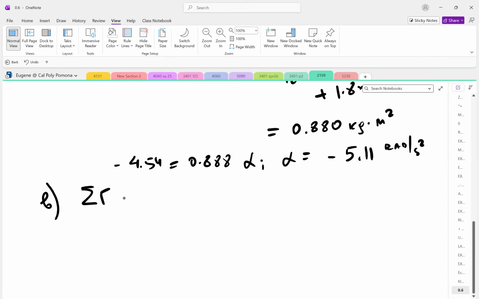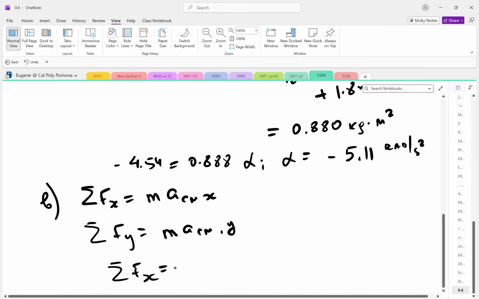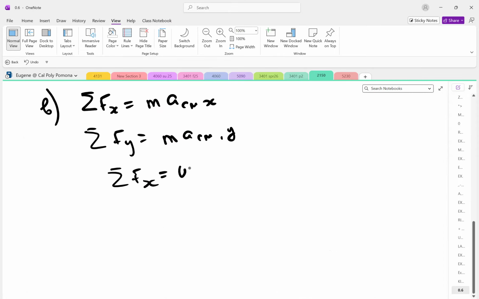Sum of the forces in the x direction equals m times the acceleration of the center of mass in x. Sum of the forces in the y direction equals m times the acceleration of the center of mass in y. In the x direction there is only one force, that's OX. In the y direction it's going to be OY minus mg. We'll put the numbers later on, but now we go to the acceleration.